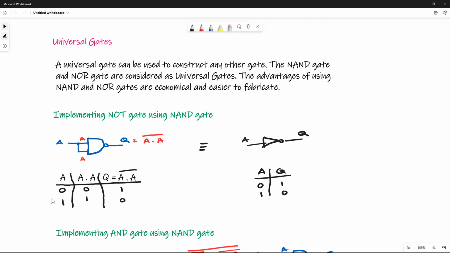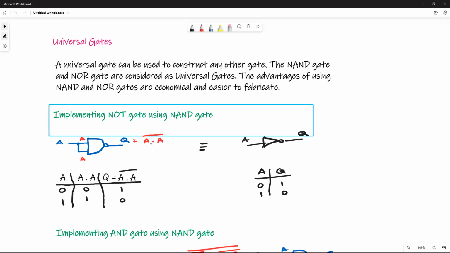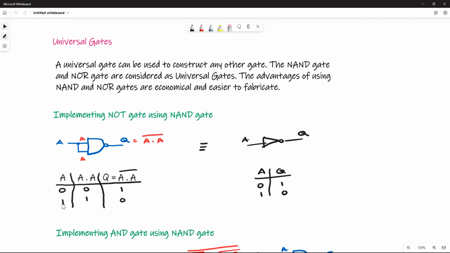If you draw the truth table, we know for A, we can get 0 and 1. Multiplication of A with A will be 0 and 1. Complement will be 1 and 0, which means a NOT gate. So we can say that when you short circuit a NAND gate, we get a NOT gate.